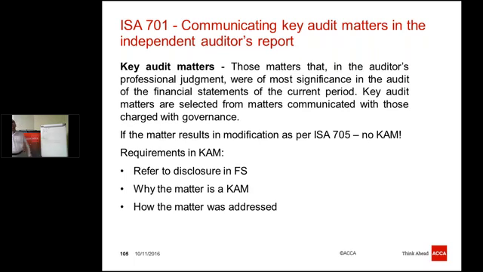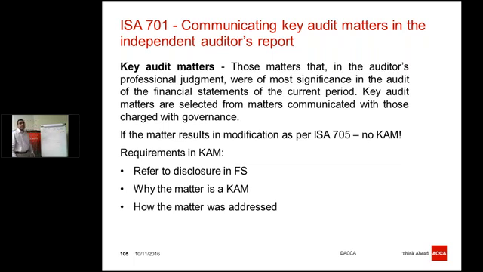Now, what do I describe in the key audit matter? That is what you see on the slide. So there are three things. You refer to the disclosure in the financial statements. So A is reference to the disclosure. Second, why the matter is a key audit matter. So B, why is it a KAM? And third, how the matter was addressed. How addressed.